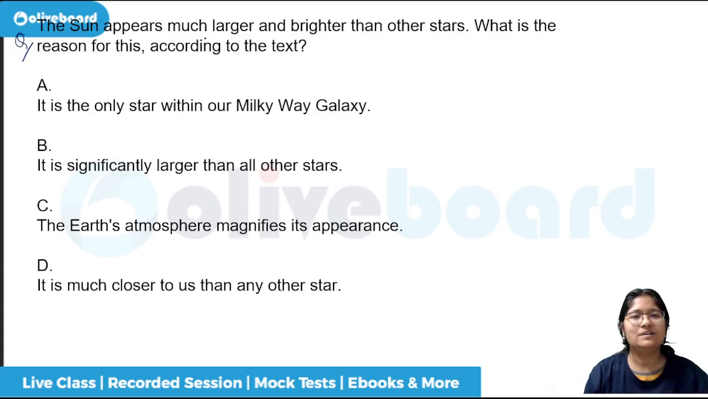The sun appears much larger and brighter than other stars. What is the reason for this? Now, it is the only star within our Milky Way galaxy in our solar system. It is significantly larger than other stars. The Earth's atmosphere magnifies its appearance. It is much closer to us than any other star. And after Sun, the Proxima Centauri is the next nearest star.